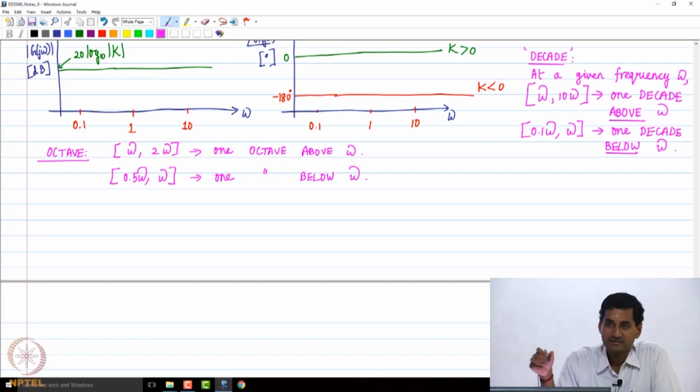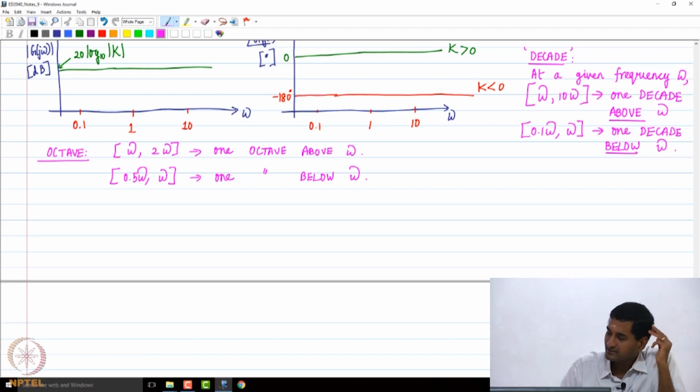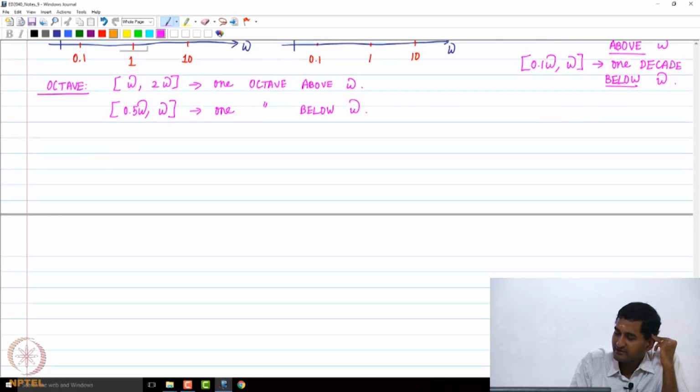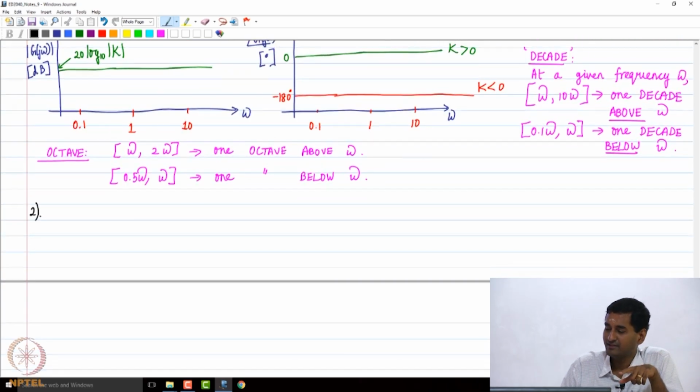Okay, so please remember that, and you will see that by and large we express slopes in these curves in terms of decades or octaves. Because we typically want to see how the magnitude curve or the phase curve changes as you vary frequency by a factor of 10 or 2. Okay, so that is the convention, and that is what we will see as we go later on. So, that is the first factor, where we consider g of s to be just a constant, right. So, please remember this octave and decade and so on.